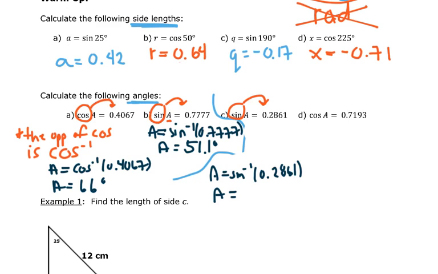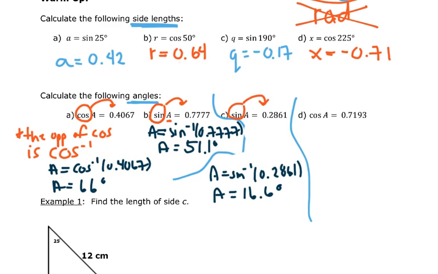Okay, and you're going to throw that into the calculator, and you'll get 16.62 degrees. Oh, and let's be consistent. I'm going to round to 1 decimal place. Okay, and let's work on the final one here.